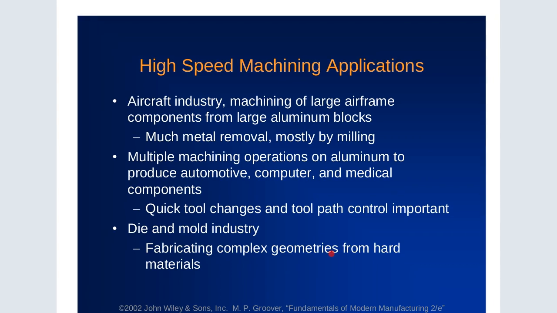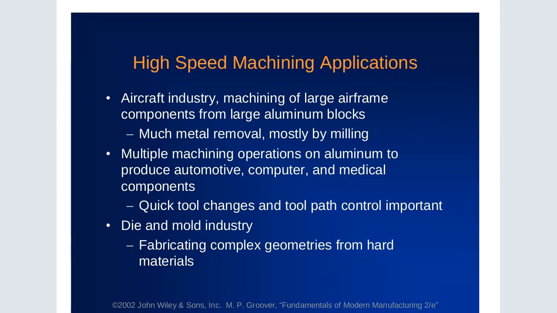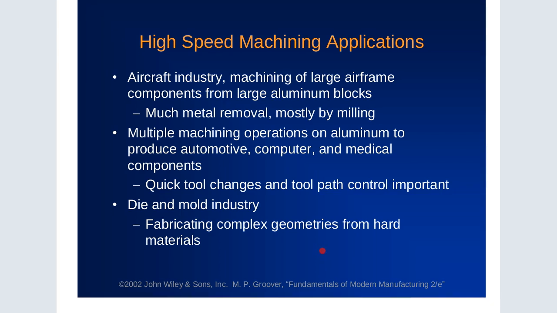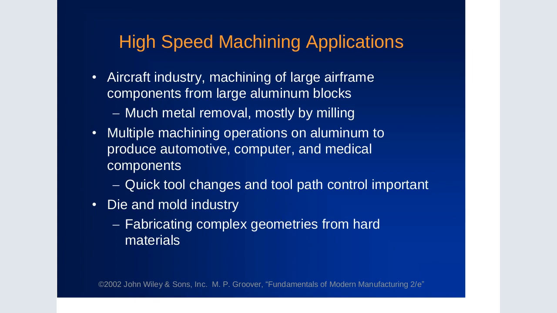Another thing is the aircraft industries. The applications of high-speed machining are used in aircraft industries, machining large aircraft parts with too much metal removal, that is mostly milling, and also in multiple machining operations on aluminium, producing automotive, computer, or mechanical, medical components. Quick tool changes and tool path control are important in the die and mold industry, fabricating complex geometric forms of hard materials. So those are some of the basic things that we have discussed about workshop machinery.